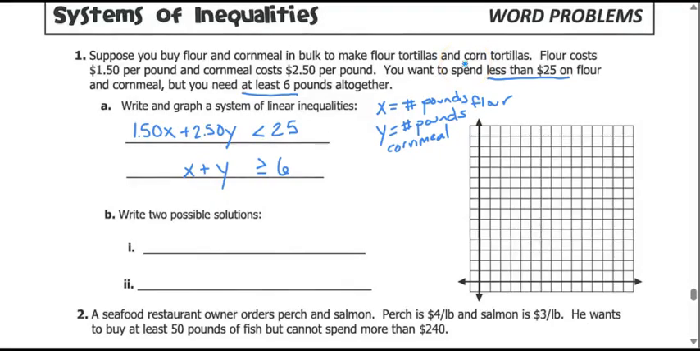So 1, 2, 3, 4, 5, 6. So I have 0, 6. 1, 2, 3, 4, 5, 6. 6, 0. Okay. Greater than or equal to means this is going to be a solid line. Okay. And then greater than means I'm going to shade above the line. Okay. Then we'll go back to Desmos.